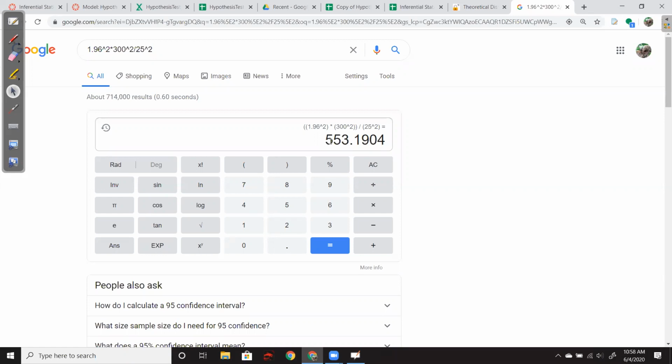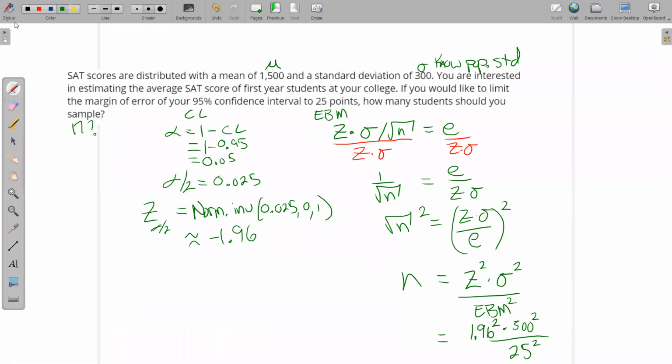So I would say we would sample 554 people to get a margin of error that's around 25 points from the mean. So 554 people should be sampled. That should be about my N.